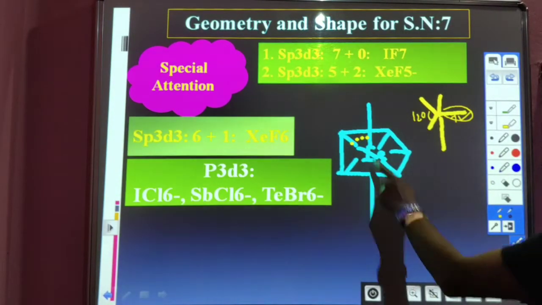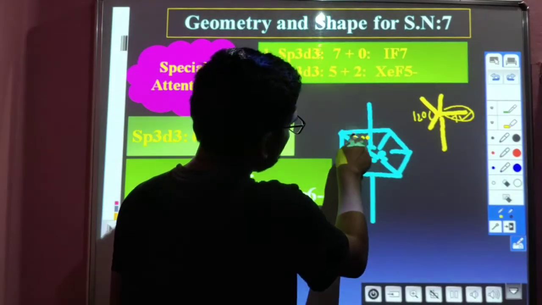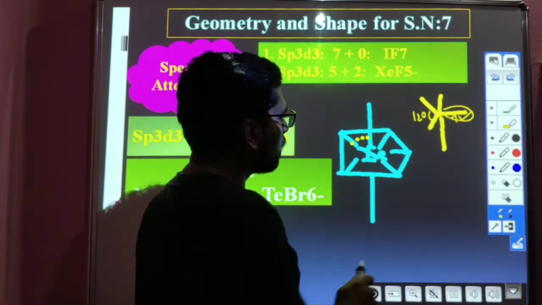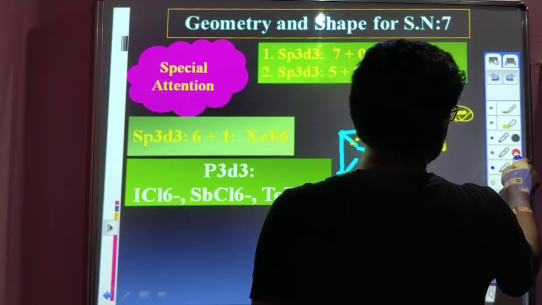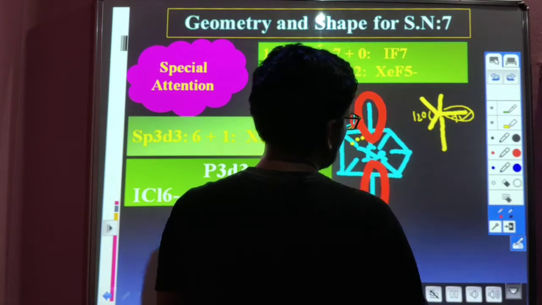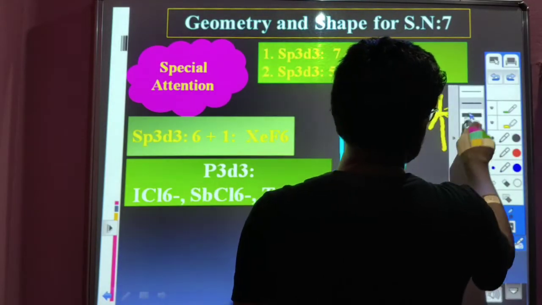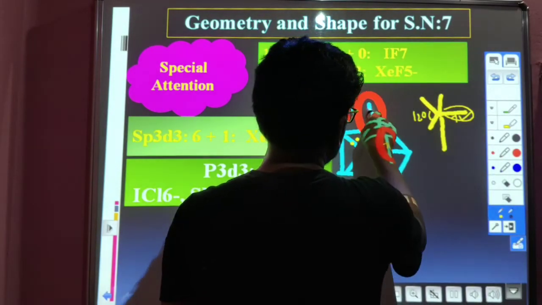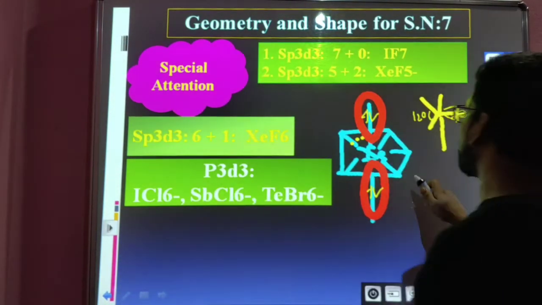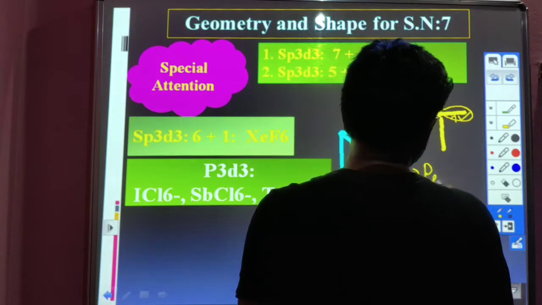In the other case, the angle was 120 degrees, that's why we placed the lone pair here. In this case, two lone pairs will not be placed here because the angle is very less, 72. Rather, the lone pair will be placed better here. These are the lone pairs, and this shape is known as pentagonal planar.